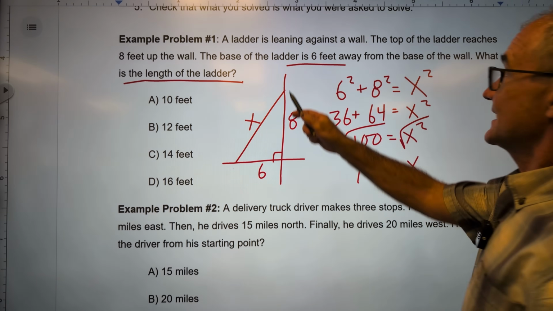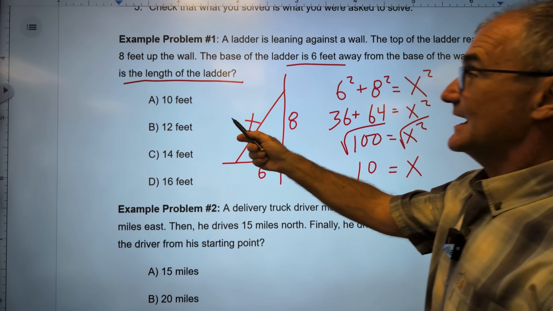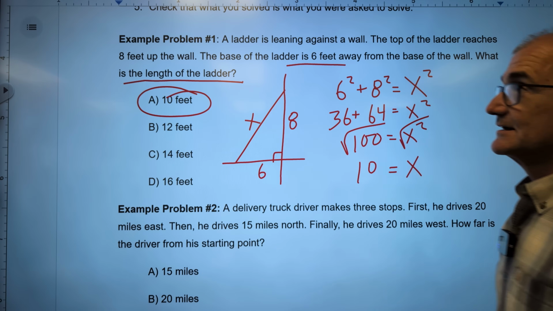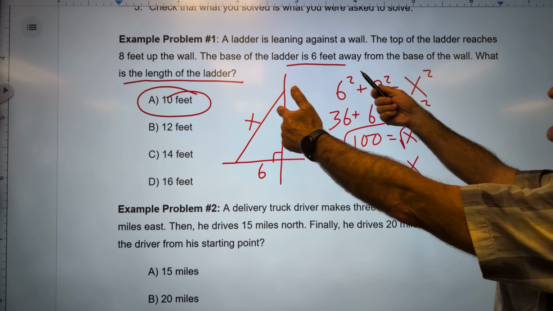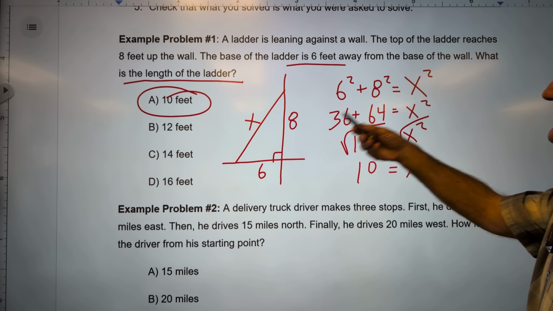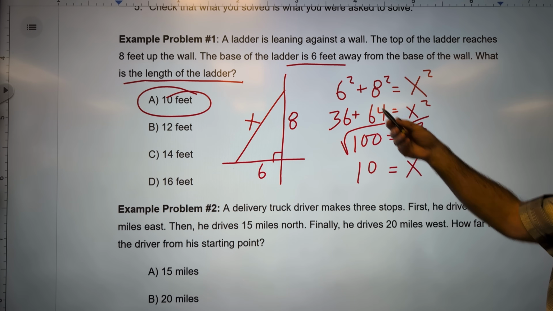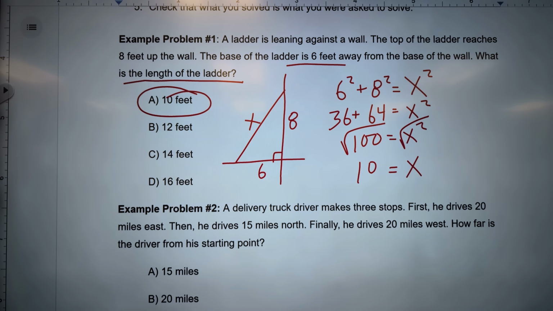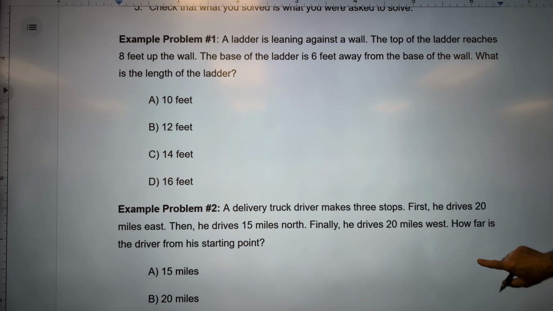Let me just double check that. Find the length of the ladder. That's this. So the correct answer is answer A. So again, I marked up my equation, highlighting key points. I drew my picture, took that picture, made an equation, solved that equation, and double checked I was solving for the right thing. One more example problem here.